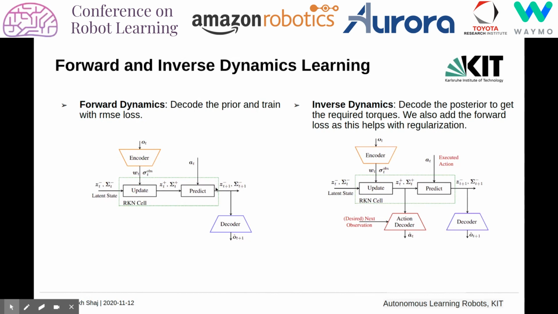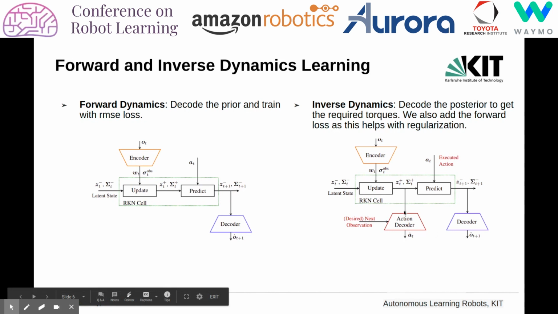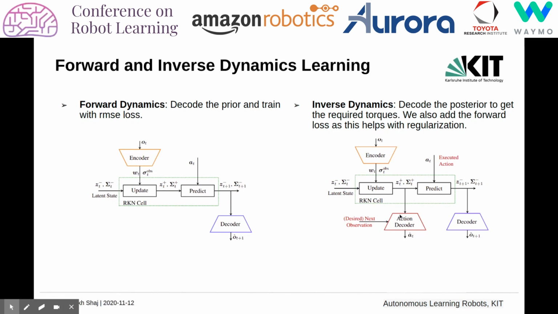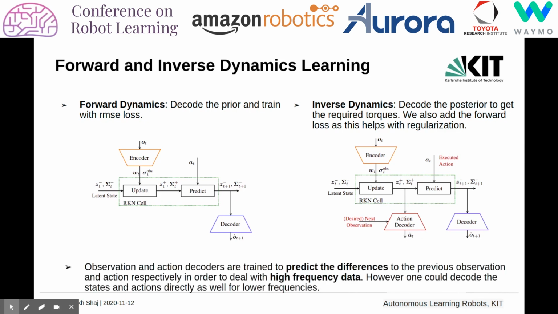In case of forward dynamics learning, we decode the prior, while in case of inverse dynamics models, we decode both the prior and the posterior. The prior beliefs are decoded to get the next state observations, while the posterior is decoded to get the predicted torque. The action decoder also gets the next observation or state as an additional input. Note that in the inverse dynamics model, we also feed back the executed action by the robot to the predict cell, which helps in getting much better prior beliefs. Also note that the inverse dynamics model has an additional forward loss in addition to the inverse loss, which acts as a regularizer. In our experiments, where we have to deal with high frequency data, we predict the differences to the previous observations and actions.